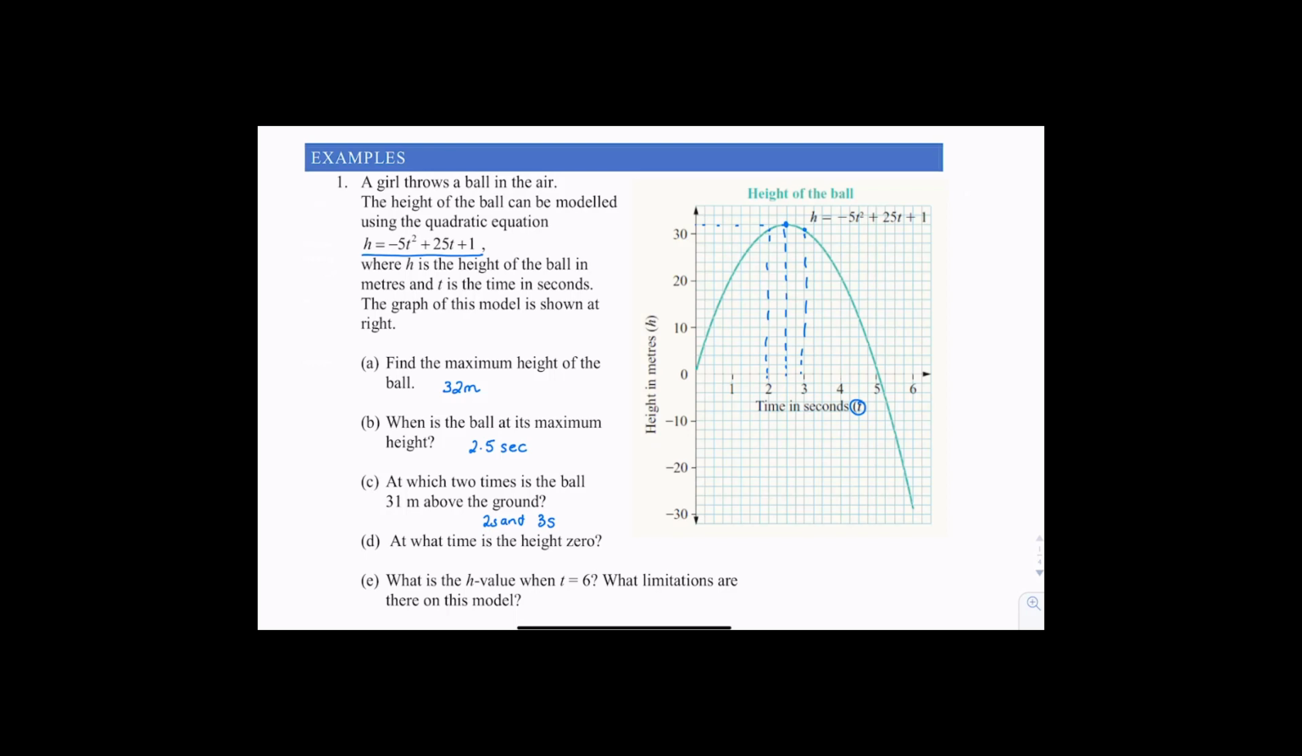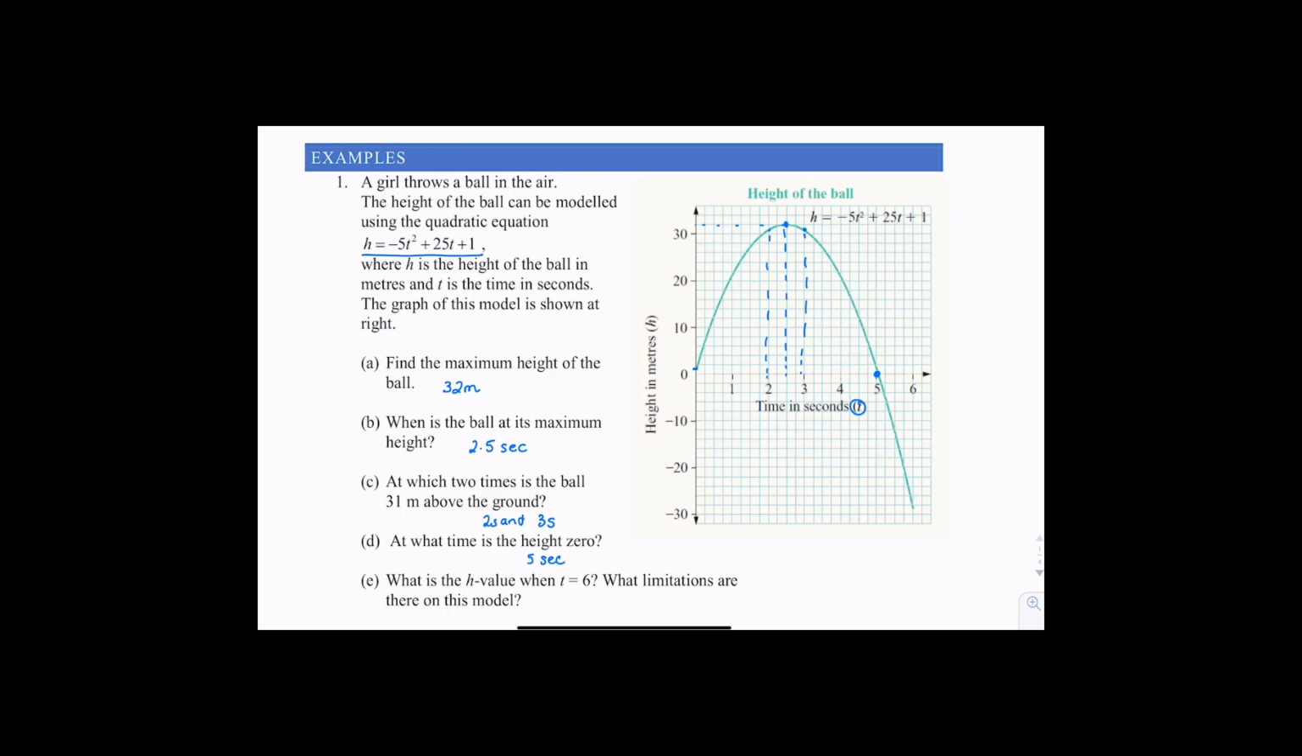At what time is the height 0? So there's only actually one time when the height is 0, and that is here at the end. Because here it doesn't actually start at 0. So the time when the height is 0 is at 5 seconds.